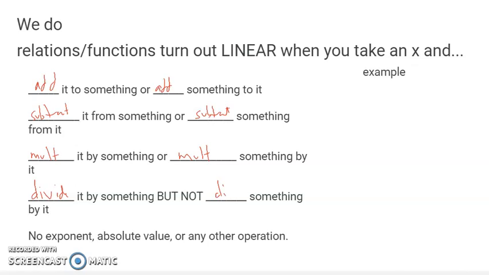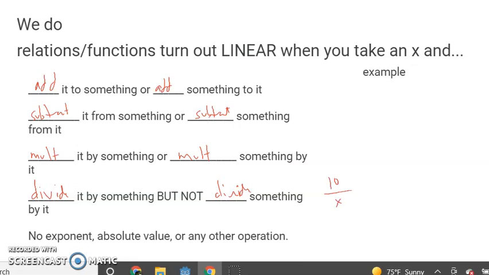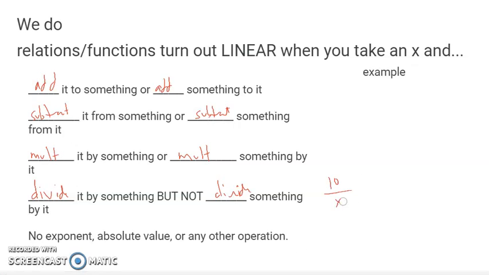but not divide something by it. That is the one exception. If you put x, like 10 divided by x, you will not get a linear graph. But x divided by 10 you would. That's it. Or any combination of those things. That's important to write as well.